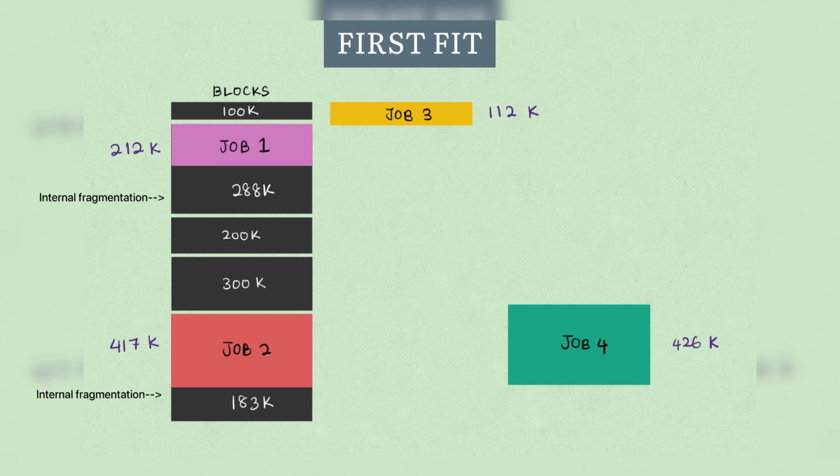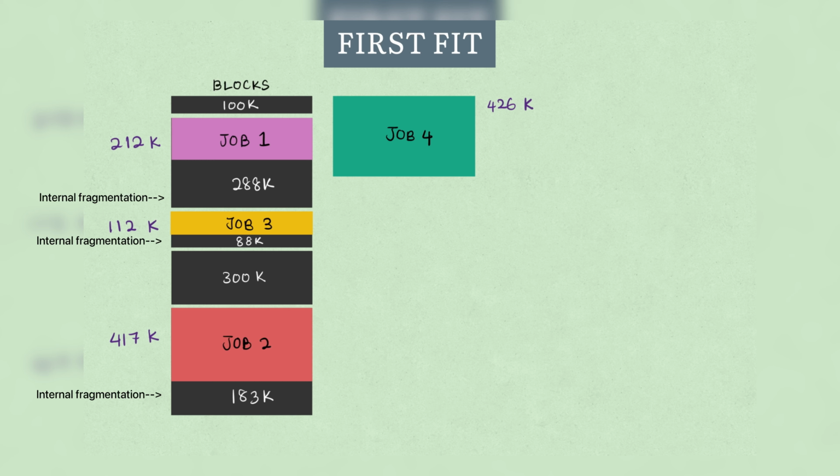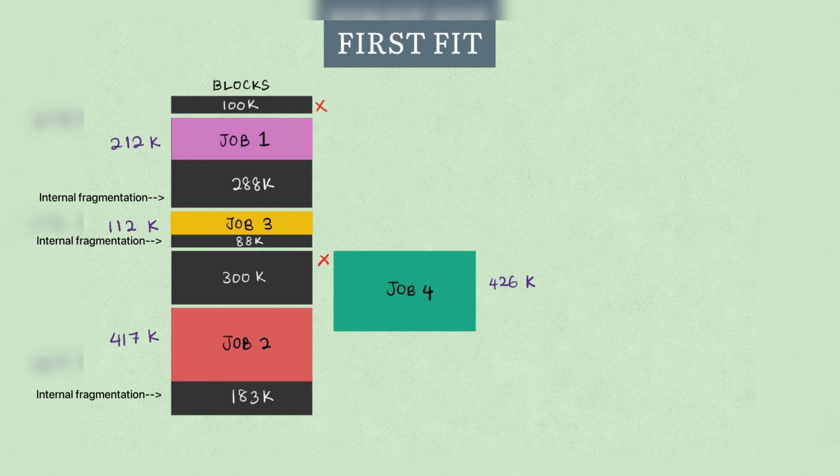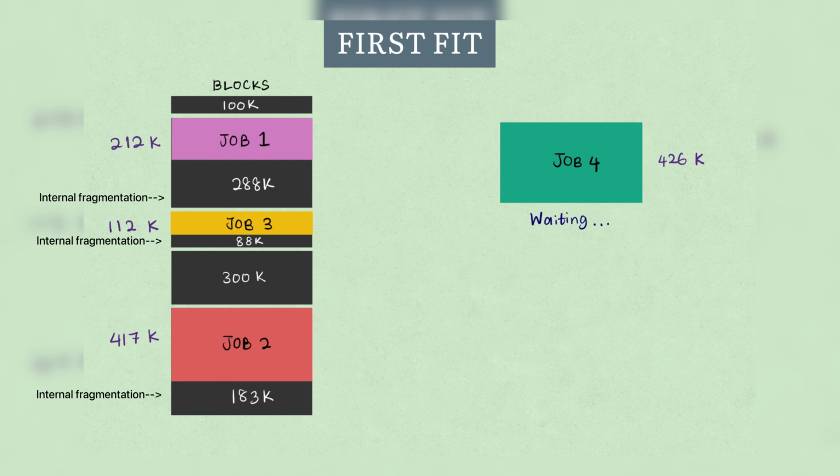So next is job 3. First, we compare with the first block, and it doesn't fit. So we move to block 3. Yes, it fits, so we allocate job 3 in block 3. Lastly, we take job 4 and compare it with the remaining empty blocks. We compare it with the first block, but it doesn't fit. So we move to the fourth block, and it doesn't fit as well. Since we don't have any empty blocks left that can fit, this job will need to wait until any of the other jobs has completed the process. That is how the first fit algorithm works.